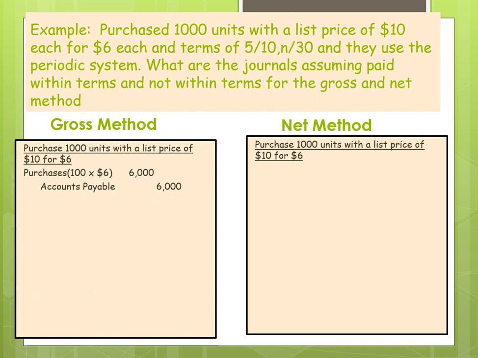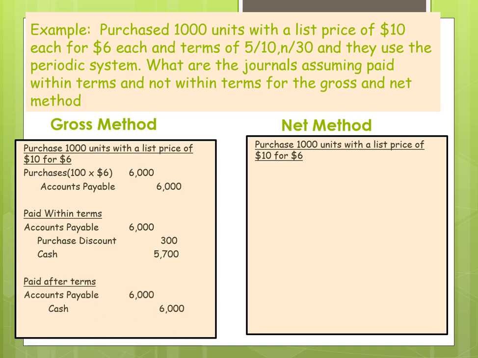When they purchase it, since we're using the periodic system, it goes to purchases at the gross amount. If they paid within terms, it would become part of inventory as part of purchase discounts. However, if they paid after terms, they would just record the whole amount. Now, the net method, we're going to take out the discount.